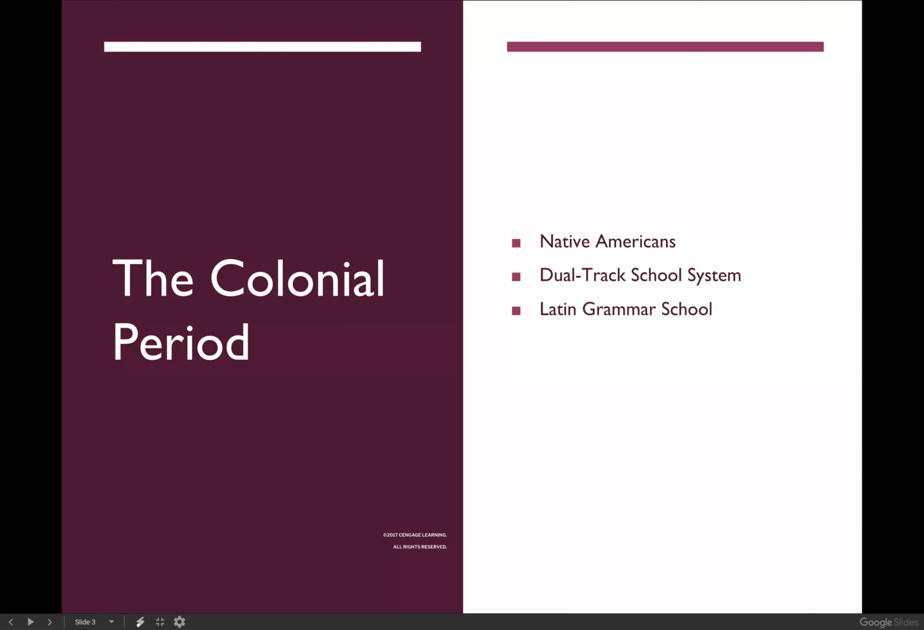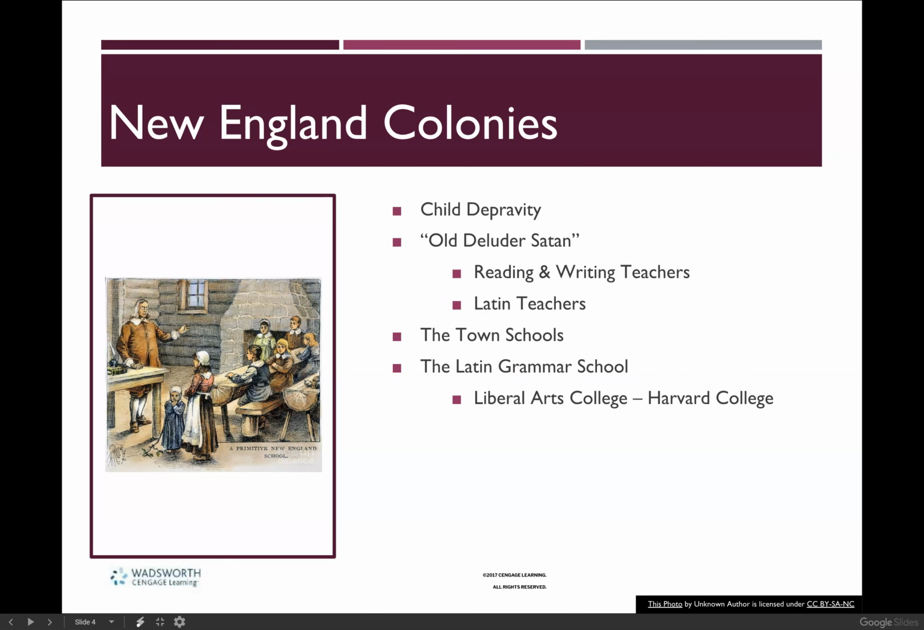So during the colonial period, we had Native Americans, right? They were the ones that lived in America first. And we had a dual track system, and we had something called the Latin grammar schools. So we had different colonies. We had the New England colonies.